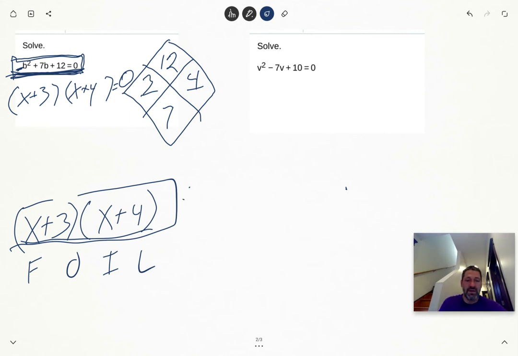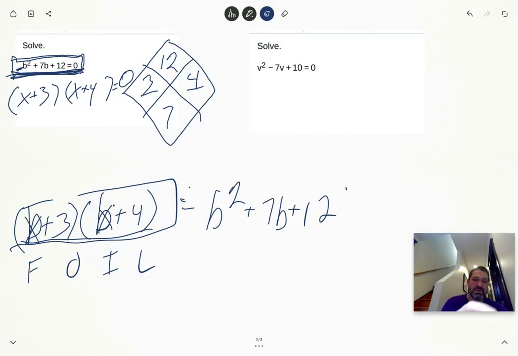So again, that would be equal to that. And I used the wrong term. This should be b. This should be b. But if I multiplied it out, it'd be b squared plus 7b plus 12, just like it was up here. Okay.